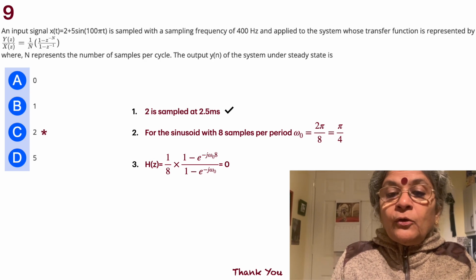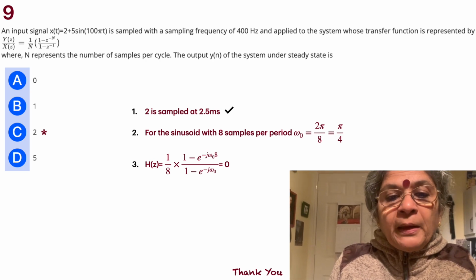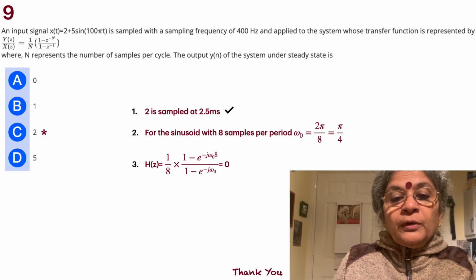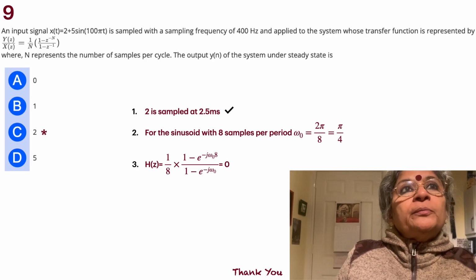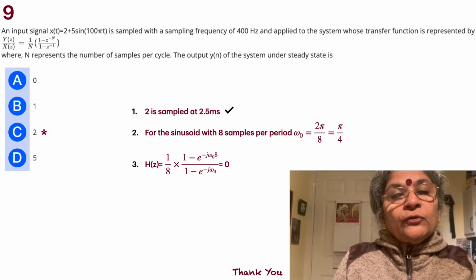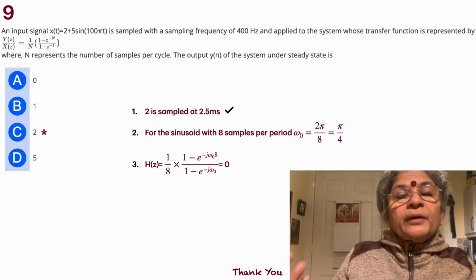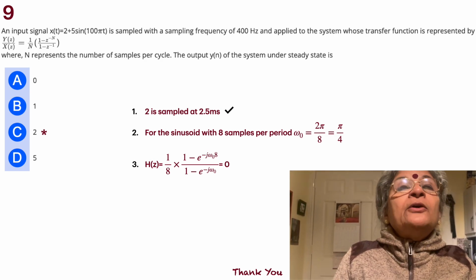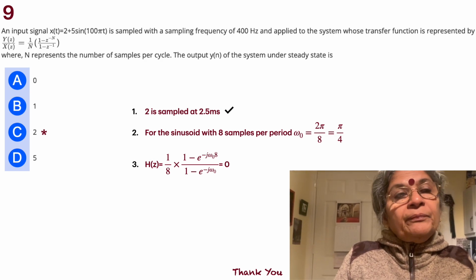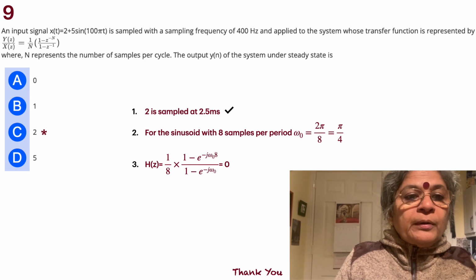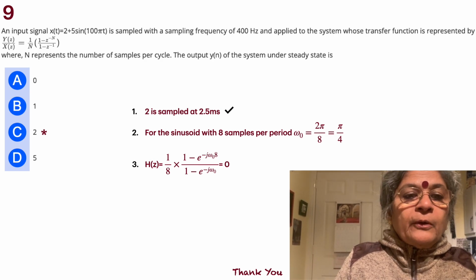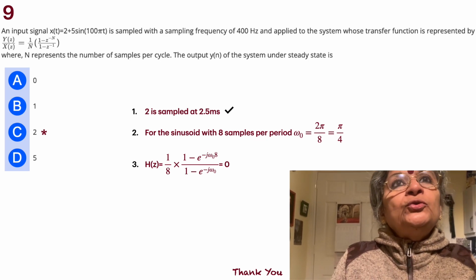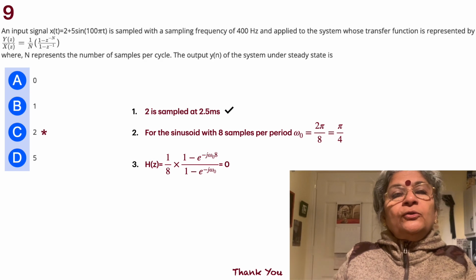And what is omega naught? Omega naught is equal to pi by 4. So pi by 4 multiplied by 8 gives you 2 pi. So e raised to minus j 2 pi is going to be equal to 1, and 1 minus 1 is equal to 0. So the numerator has 0, and we don't compute anything because H is equal to 0. In other words, only the DC component is passed. So from amongst the answers, we see that the output of the system will correspond to a sequence equal to 2, and this value of 2 will continue to go out.